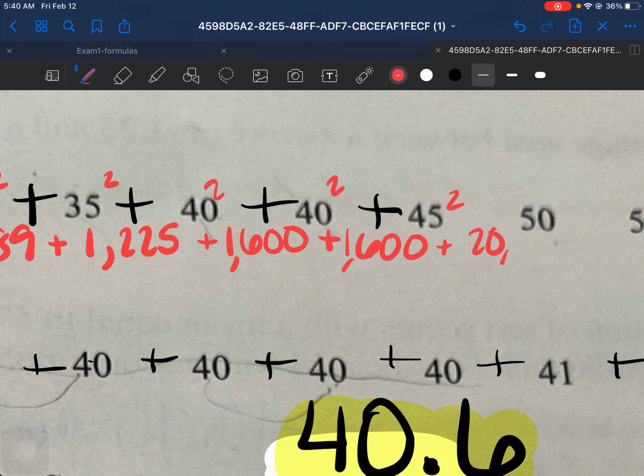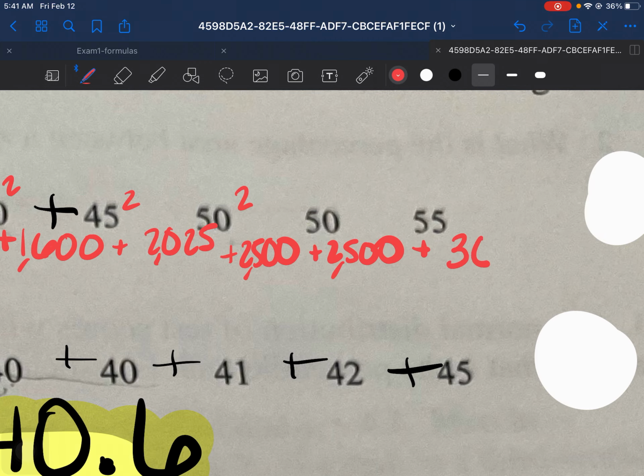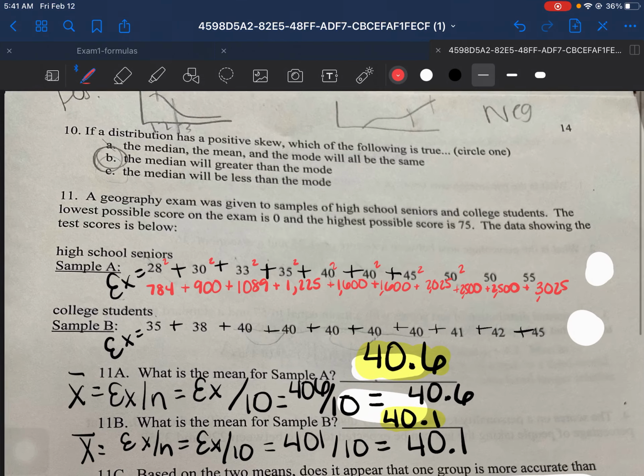45 squared is 2025. 50 squared is 2,500. Again 2,500, and then 55 squared is 3025.